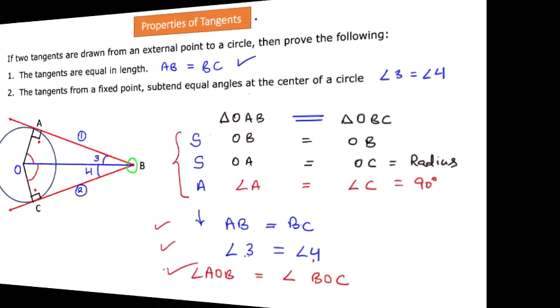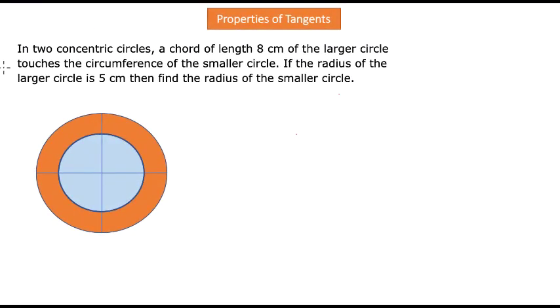Okay, so let's go there. So our task is this: in two concentric circles, the chord of length 8 centimeter of the larger circle touches the circumference of the smaller circle. If the radius of larger circle is 5 centimeter, find the radius of the smaller circle.